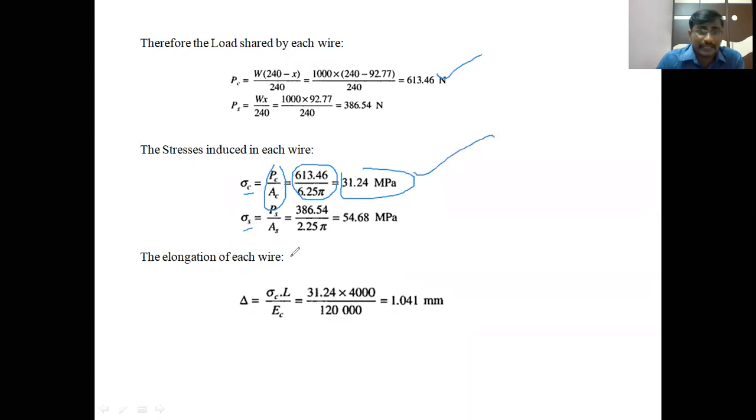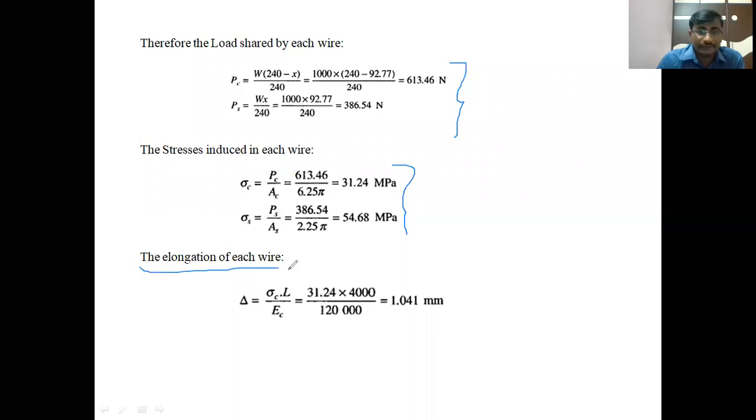Similarly, we can calculate the stress in the steel wire: the load shared by the steel wire divided by the area of the steel wire. The load shared by the steel wire is 386.54 newtons divided by the cross-sectional area of the steel wire, 2.25 pi. Upon calculating, the stress in the steel wire is 54.68 megapascals. Here, these are the stress values, these are the load values, and the position X value is already calculated.